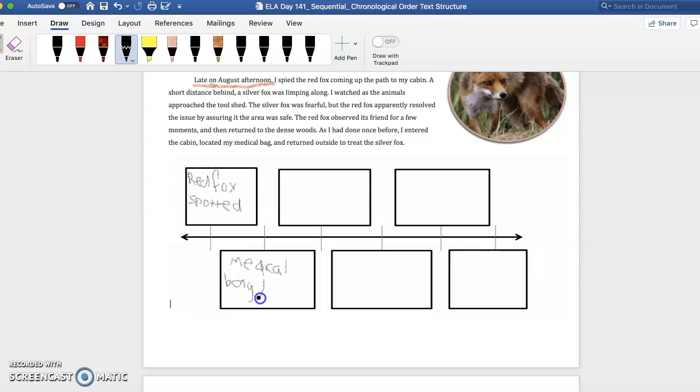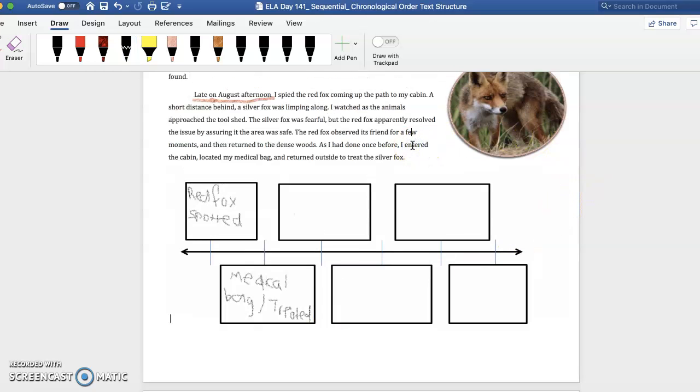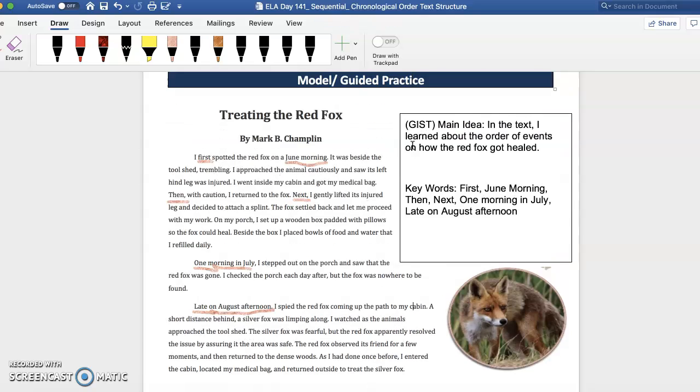And then he also treated the injury, okay? So he grabbed his bag, he treated the injury, okay? Good. So red fox spotted, medical bag grabbed, he treated the injury. Third, what happened next? So when we go back to the text, remember, you always want to go back to the text to make sure you know what's going on. You never just want to think in your mind. So we have then, next, I gently lifted his injured leg and attached a splint.